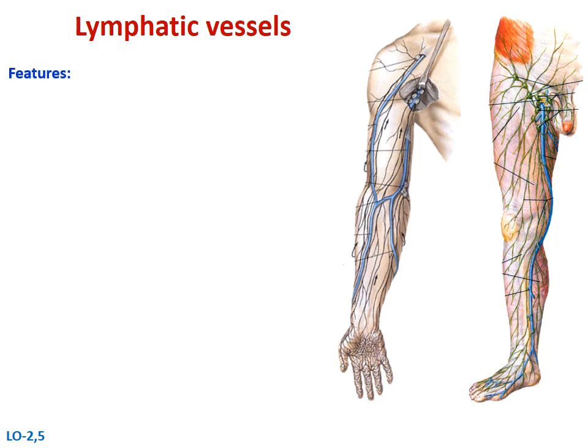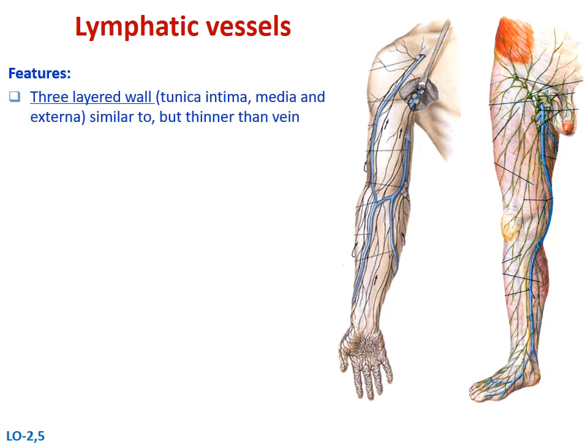Lymphatic vessels. Features of the lymphatic vessels: like the vessels of the arteries and veins, these lymphatic vessels also consist of three layers: tunica intima, the innermost; media, the middle one; and the externa. So those are called tunica intima, tunica media, and tunica externa. Those are similar to, but thinner than, the veins and the arteries.